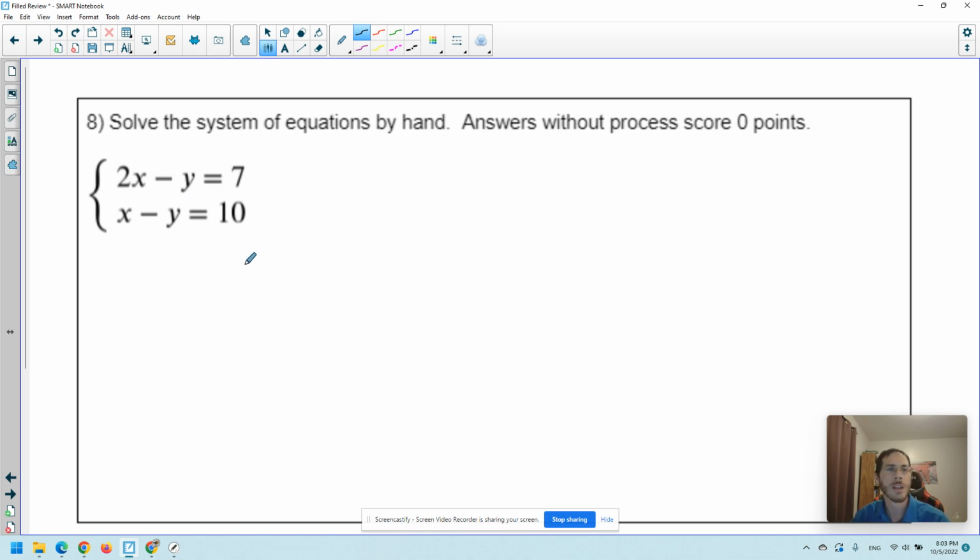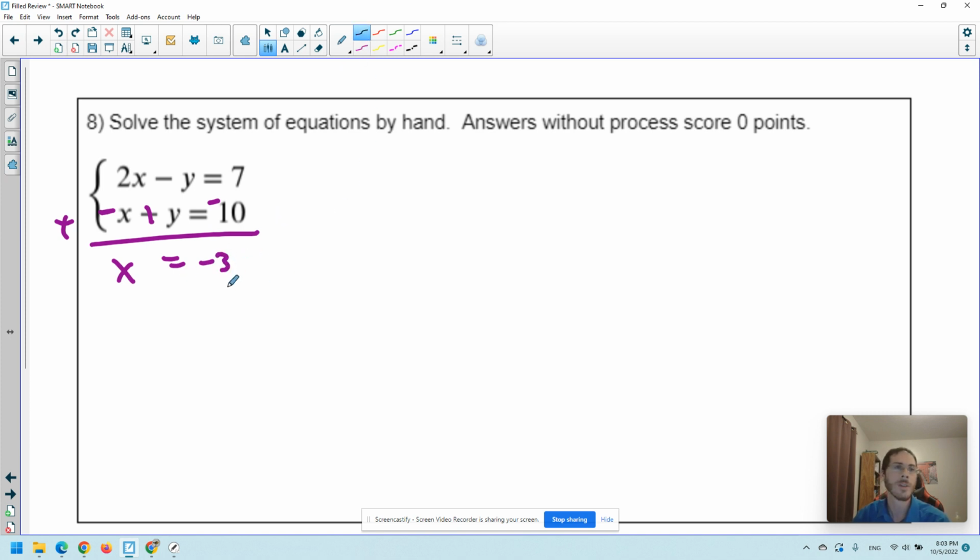The way that this is set up, it looks like it's set up pretty well for elimination, because if I see this, I've got a minus y and another minus y. So if I subtract these, if I multiply everything by -1, now I can just add them up. So 2x minus x is x. Negative y plus y is 0, so I don't need to write that.